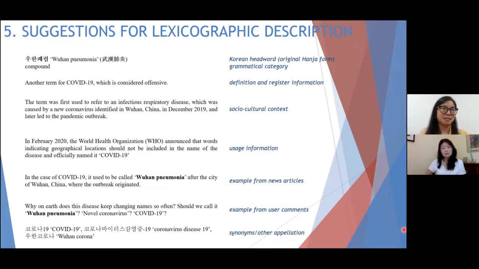So this is an example of an entry for the term. And you can see that here on the right side, we added the metalinguistic information to explain the different components of the macrostructure. So given the controversial nature of this neologism, the register, social cultural context, and usage information are more than crucial.